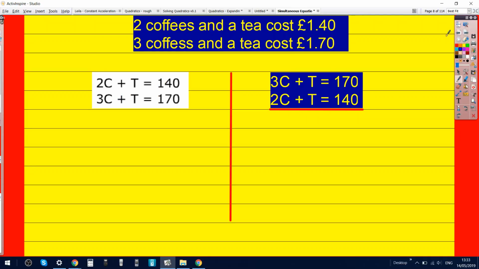How do we do, let's say, the one on the right? Okay, so these are the same signs.